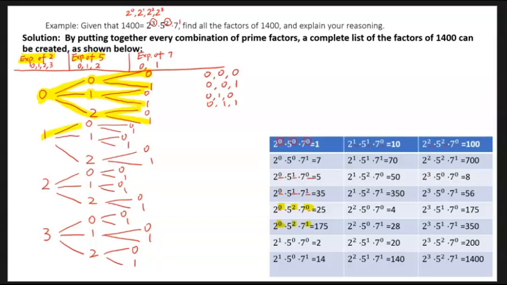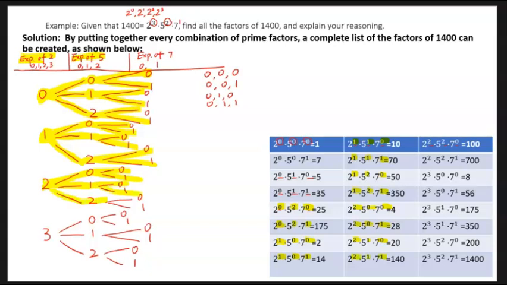The next ones will be 1, 0, 0, and 1, 0, 1. And then start over, 1, 1, 0, and 1, 1, 1, and then 1, 2, 0, and 1, 2, 1, and 2, 0, 0, and 2, 0, 1, and then 2, 1, 0, and 2, 1, 1.